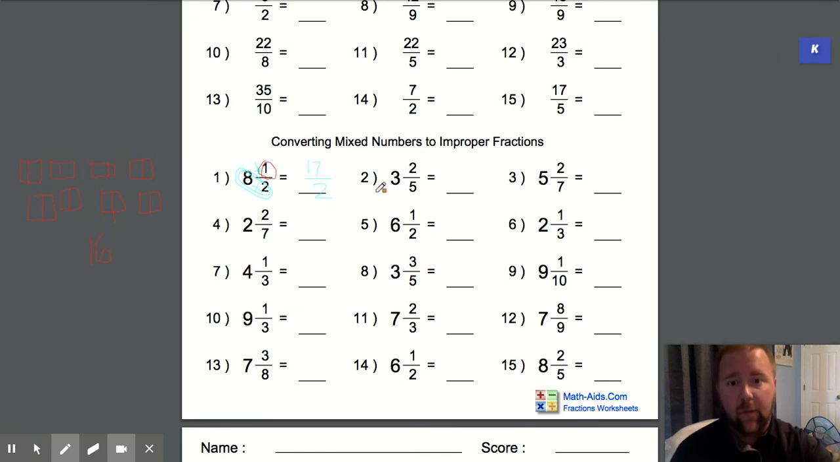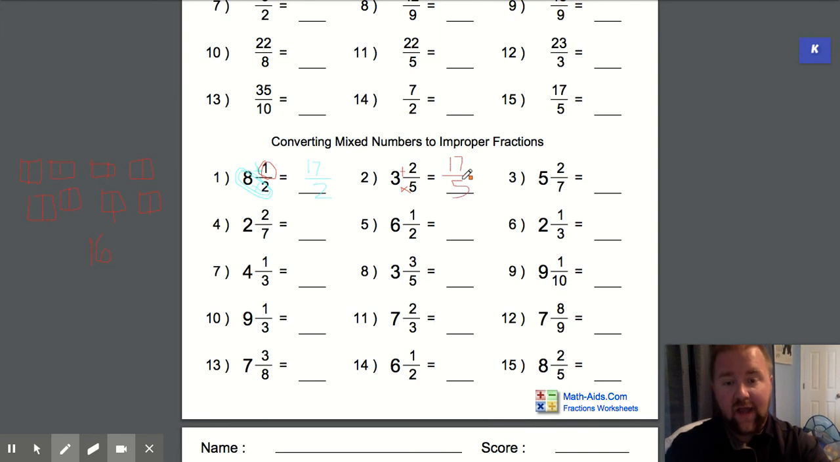All right. So when we look at 3 2/5, all right, 3 times 5, again, because 3 wholes, each whole has 5 parts, gives you 15 parts, and then add on the 2, that's going to give you 17. So that gives you 17 of the fifths.